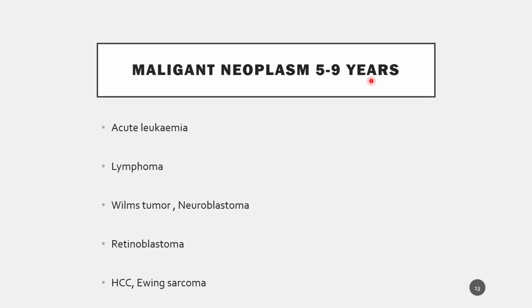In the 5 to 9 year age group, the common malignant neoplasm seen is acute leukemia, again myeloid or lymphoid, then lymphoma, Wilms tumor, neuroblastoma, retinoblastoma, Ewing sarcoma, and hepatocellular carcinoma. So this is added. Ewing sarcoma is a malignant bone tumor, and hepatocellular carcinoma is a malignant tumor arising from the hepatocytes.